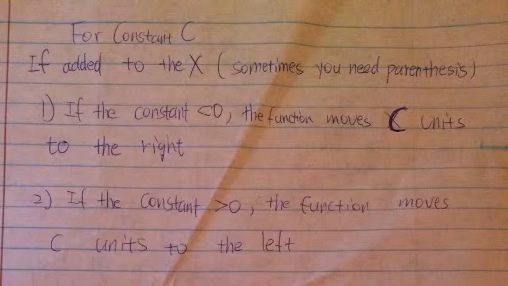First, if the constant is smaller than 0, the function moves c units to the right, and vice versa, which means if you move the function c units to the right, then you need to minus c to the x of the function. If the constant is greater than 0, then the function moves c units to the left and vice versa.